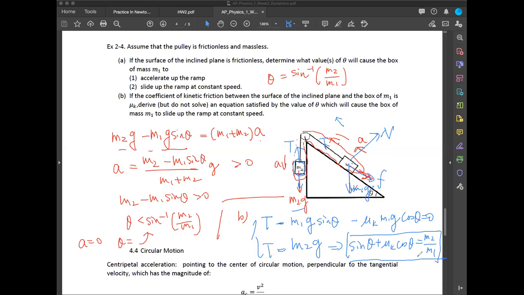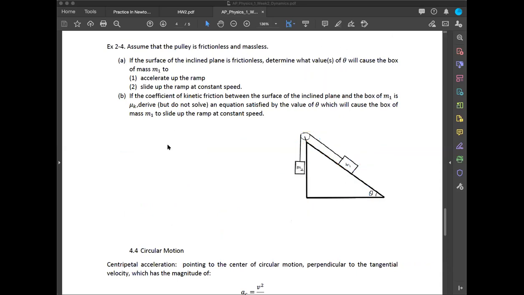All right. After you analyze the right object, the first part has acceleration, and the second part moves at a constant speed, which means a equals 0. After you figure that out, the rest of it should be pretty easy. Clear that? Move on to the next question.